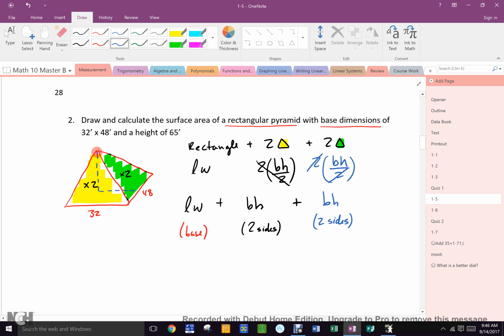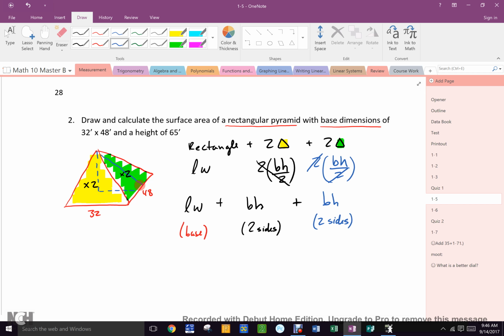So, Jasreet is absolutely right. The height of a pyramid is in the middle, yes? But is surface area in the middle? No, surface area needs to be on the outside, yeah? So I don't need the height of the pyramid. I need this distance down the side, yes? How do I find that?